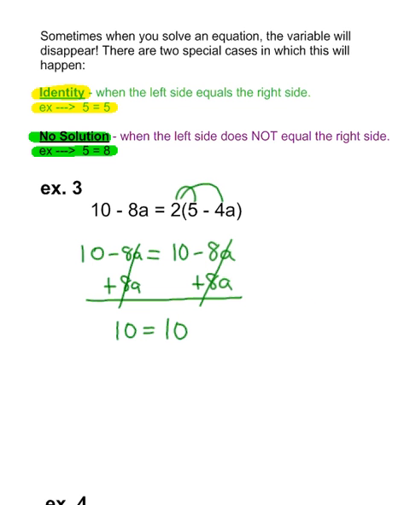So let's look back at our different definitions that we have, identity and no solution. Which one does this fit? Since the left side equals the right side, this is an identity problem. And so when we write the answer, we want to write out the word identity. And what this tells me is that I could choose any number I wanted to for a and plug it in, and any number I choose will always make the left side equal the right side.